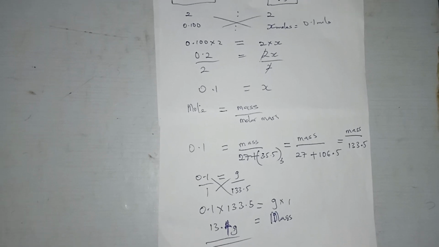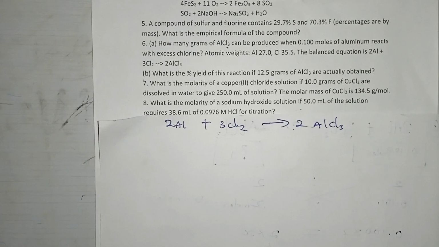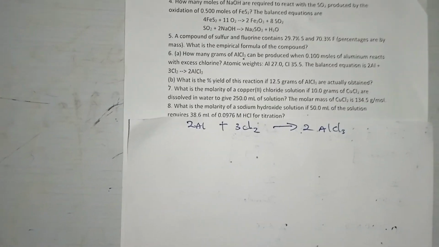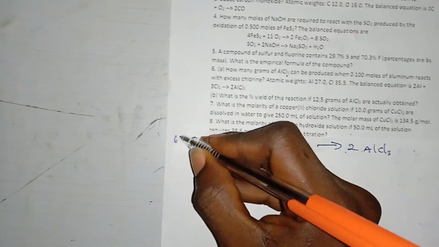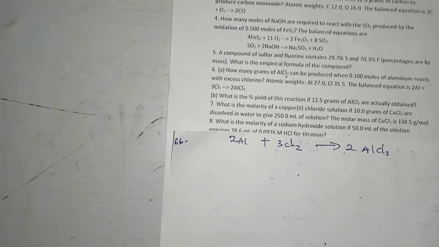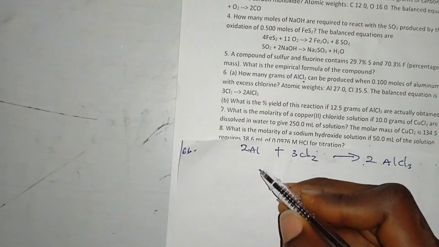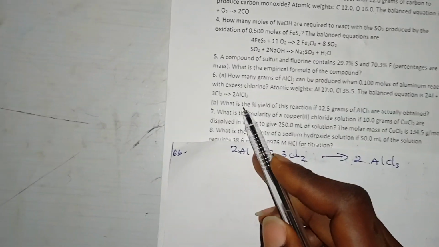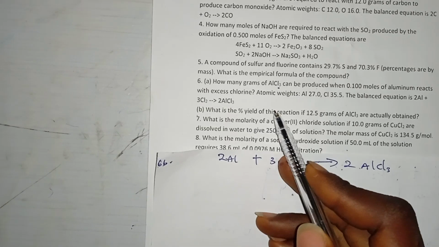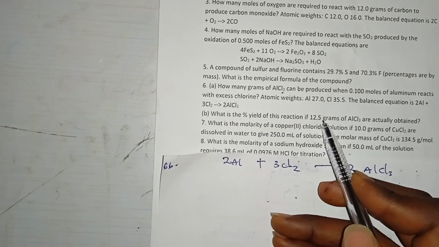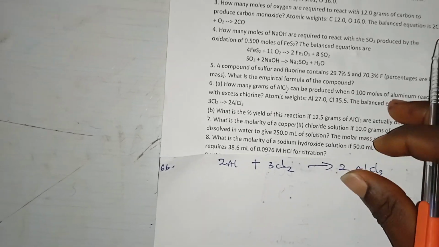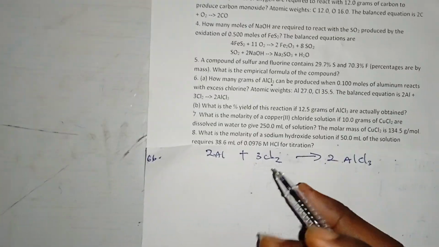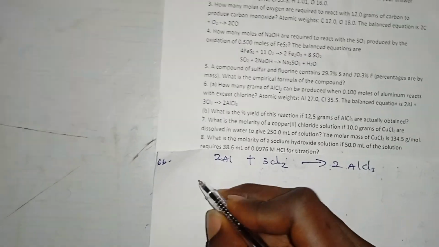So let's move to number 7 question. All right, before we move to number 7 question, let's tackle 6b. So 6b says, what is the percentage yield of this reaction if 12.5 grams of AlCl3 are actually obtained?